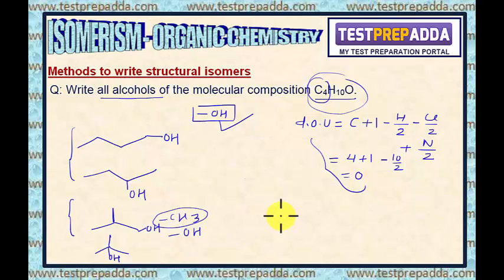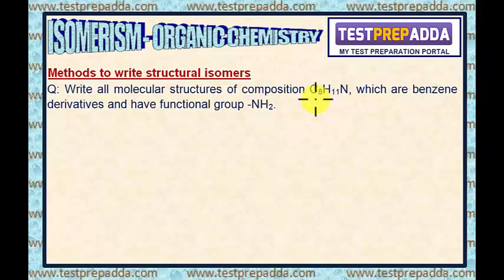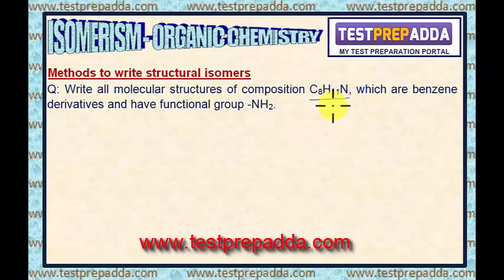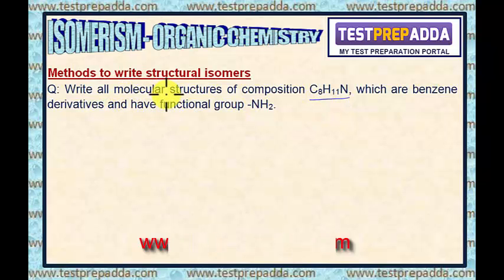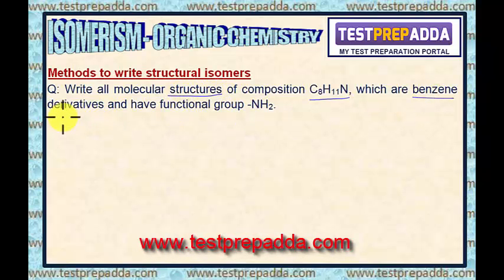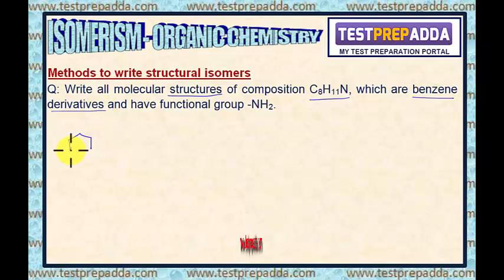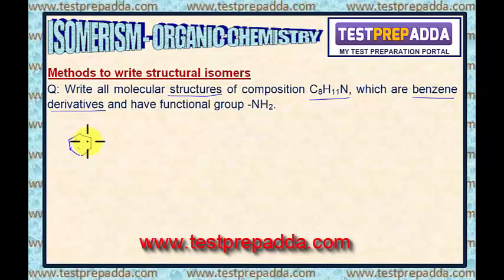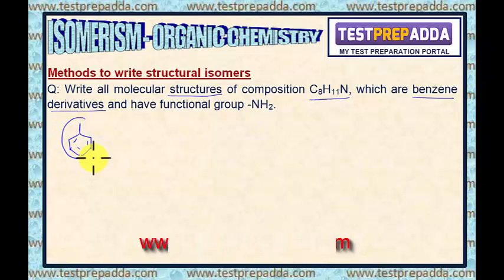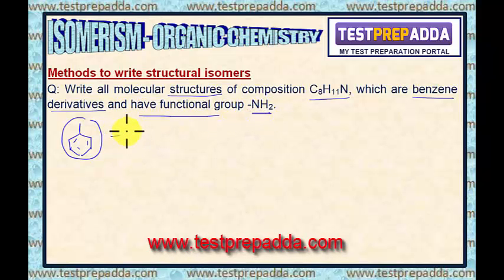Now I'll take another example. Here you can see the molecular composition is given as C8H11N, and we have to write all the structures which are benzene derivatives. That means must have this part, this group, and have functional group NH2. NH2 should also be there.